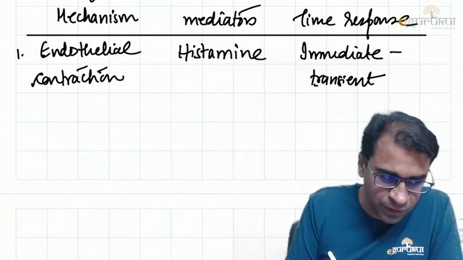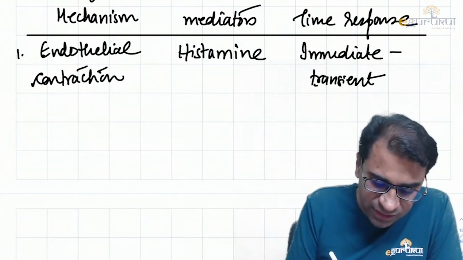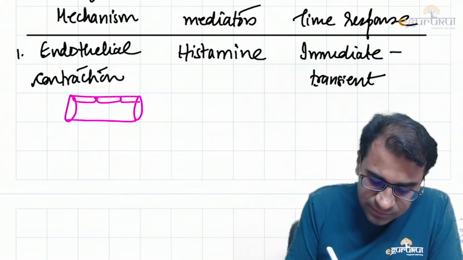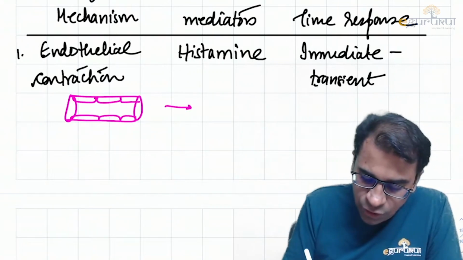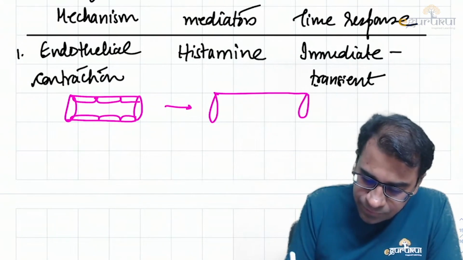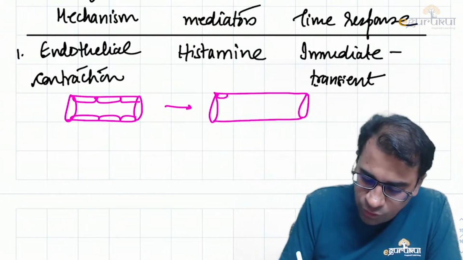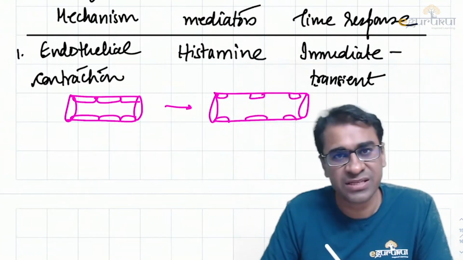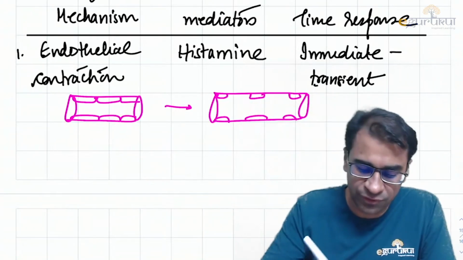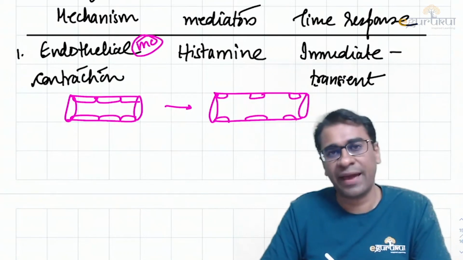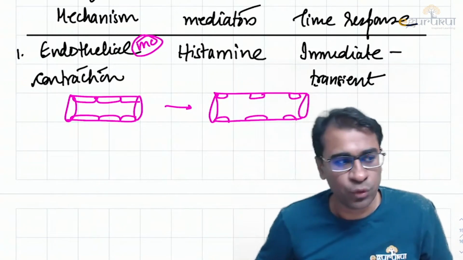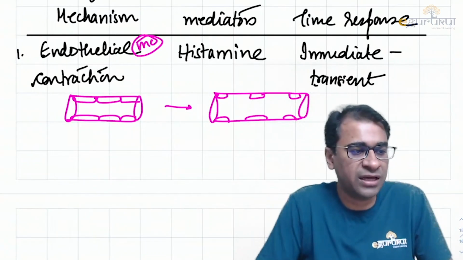So how does it happen? Suppose there is a vessel like this, and the endothelial cells are like this. The endothelial cells will contract, something like this, and so a clear space is created between the cells. It is called endothelial contraction. Remember, it is the most common mechanism which occurs in inflammation.